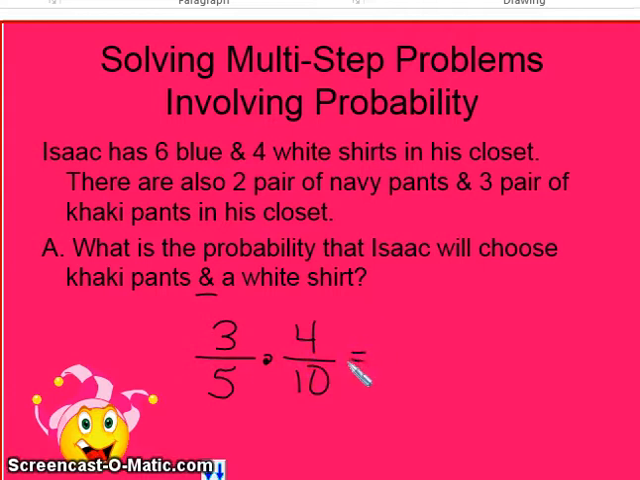And to find the probability that both of these will happen, we simply multiply them. 3 times 4 is 12. 5 times 10 is 50. We simplify that, we can get 6 out of 25.